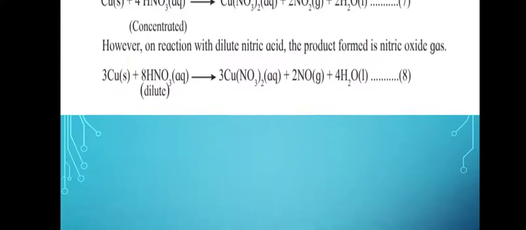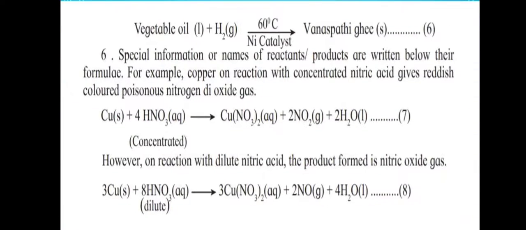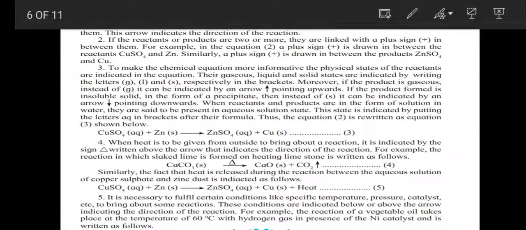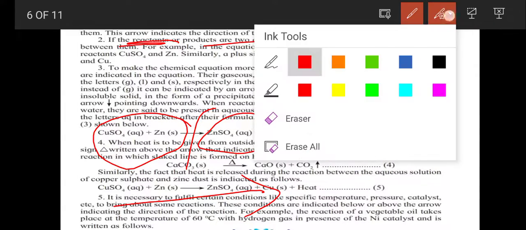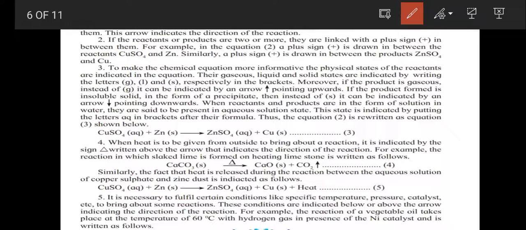Just 1 minute, I will show you. Here they are saying that reactants are always written at the left hand side and products are always at the right hand side, and in between them there is an arrow. That arrow indicates the direction of the reaction. That means the reaction is happening from left to right, that is the function of the arrow.